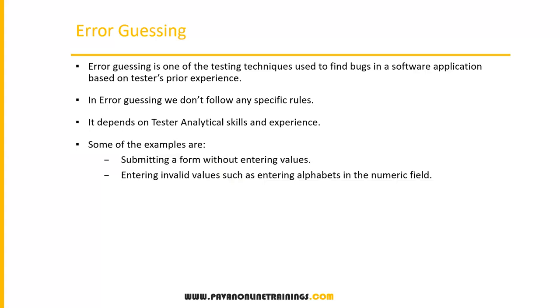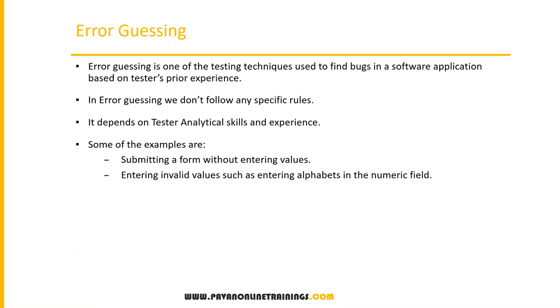Similarly, entering invalid values in the text boxes, such as alphabets in numeric fields or combinations, and checking what kind of error it gives. Suppose you have a box that allows only numbers, but you enter some text or alphabets, you are expecting some error, right? Similarly, suppose I have a numeric field that allows only numbers, but you enter some alphabets or special symbols. In this case, you are guessing some error, you are expecting some error from the application. So that is called error guessing.